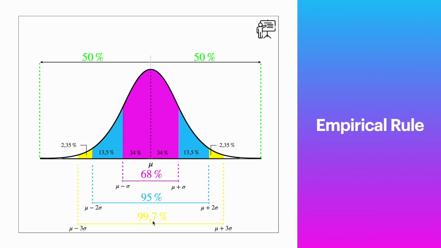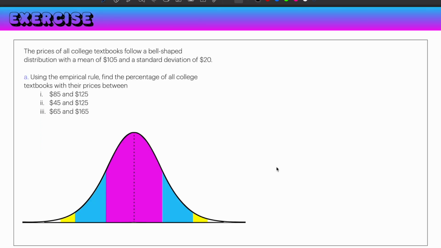Lastly, if we add the 34%, 13.5%, and the 2.35%, this amounts to half of the 99.7%. Now I have an exercise that will help us understand the concept of the empirical rule and the different ways in which we could apply it.